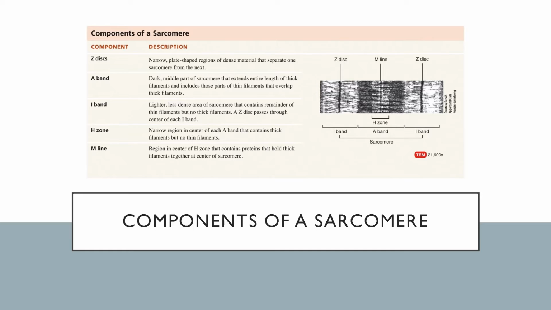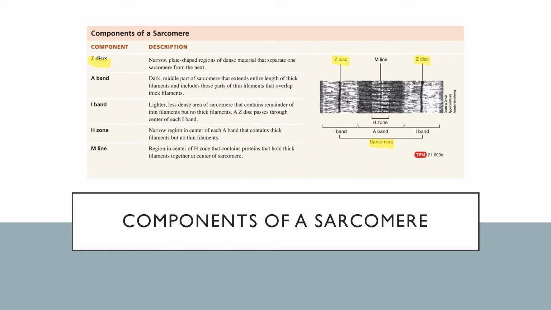The narrow plate-shaped regions of dense protein material, these are called the Z discs. You can see them here. And these are going to separate one sarcomere from the next. So a sarcomere is going to extend from one Z disc to the next Z disc. Now the extent of overlap of the thick and thin filaments depends on whether the muscle is contracted, relaxed, or stretched.